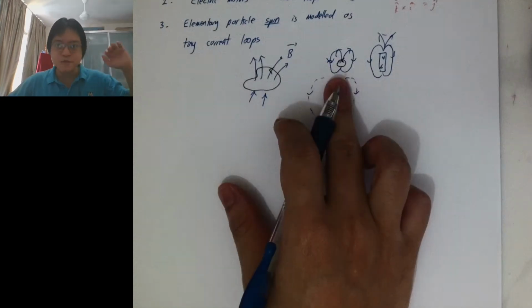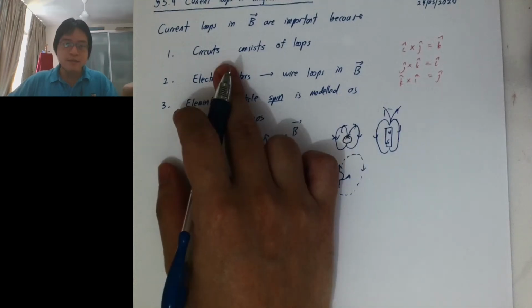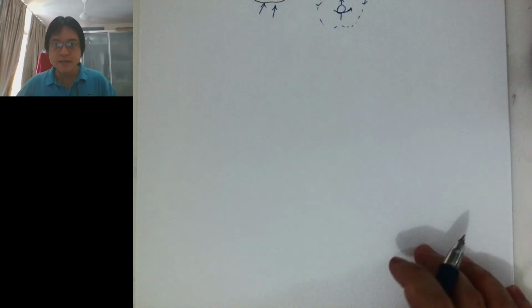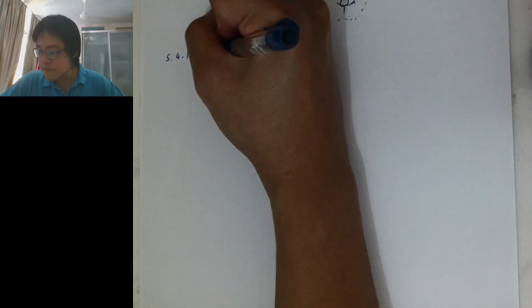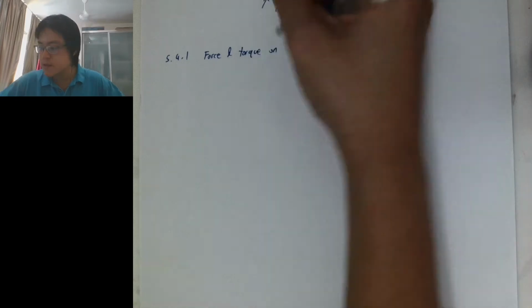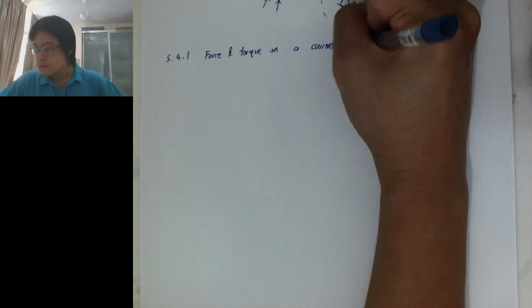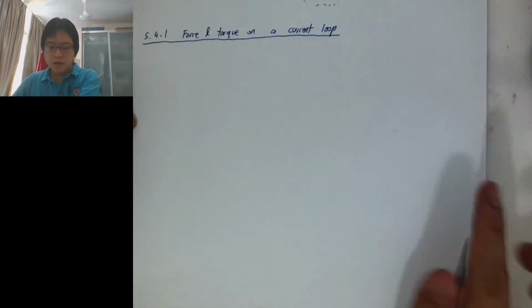But right now this one is a bit too abstract and advanced, right? We are still going back to things like a circuit existing in a loop, right? So what we are discussing next is just a simple description. So 5.4.1, we will be talking about the force and torque on a current loop. Okay, so force and torque on a current loop.